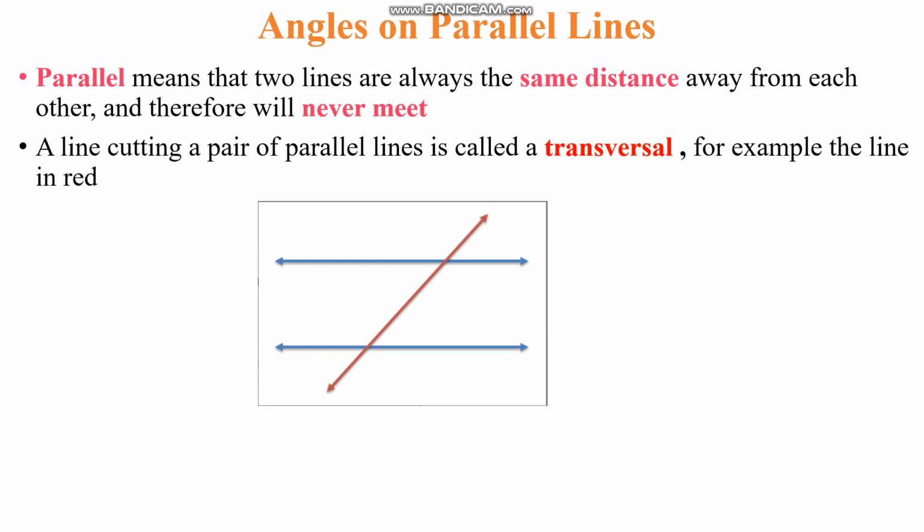So firstly, we need to understand what parallel means. So parallel means that two lines are always the same distance away from each other, and therefore they will never meet. And so for example here, those blue lines, they are parallel lines because no matter how far you draw them, these lines will never meet. They'll always be parallel to each other. And then a line that cuts this pair of lines is called a transversal. So this red line here is what we call a transversal.